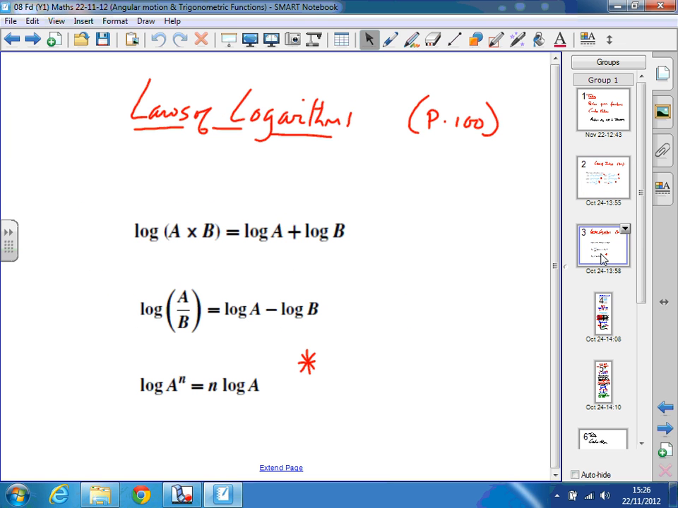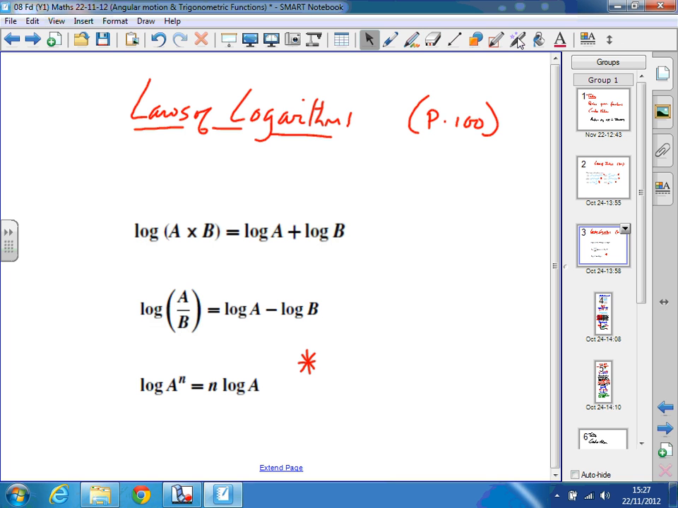From those came these laws of logarithms. Reminder that logarithms are powers of 10. There's no base, which actually means base 10. So that means I'm turning a number into a power of 10. What power have I got to make 3? What's the power of 10 to give me 3? That will be the logarithm of 3.